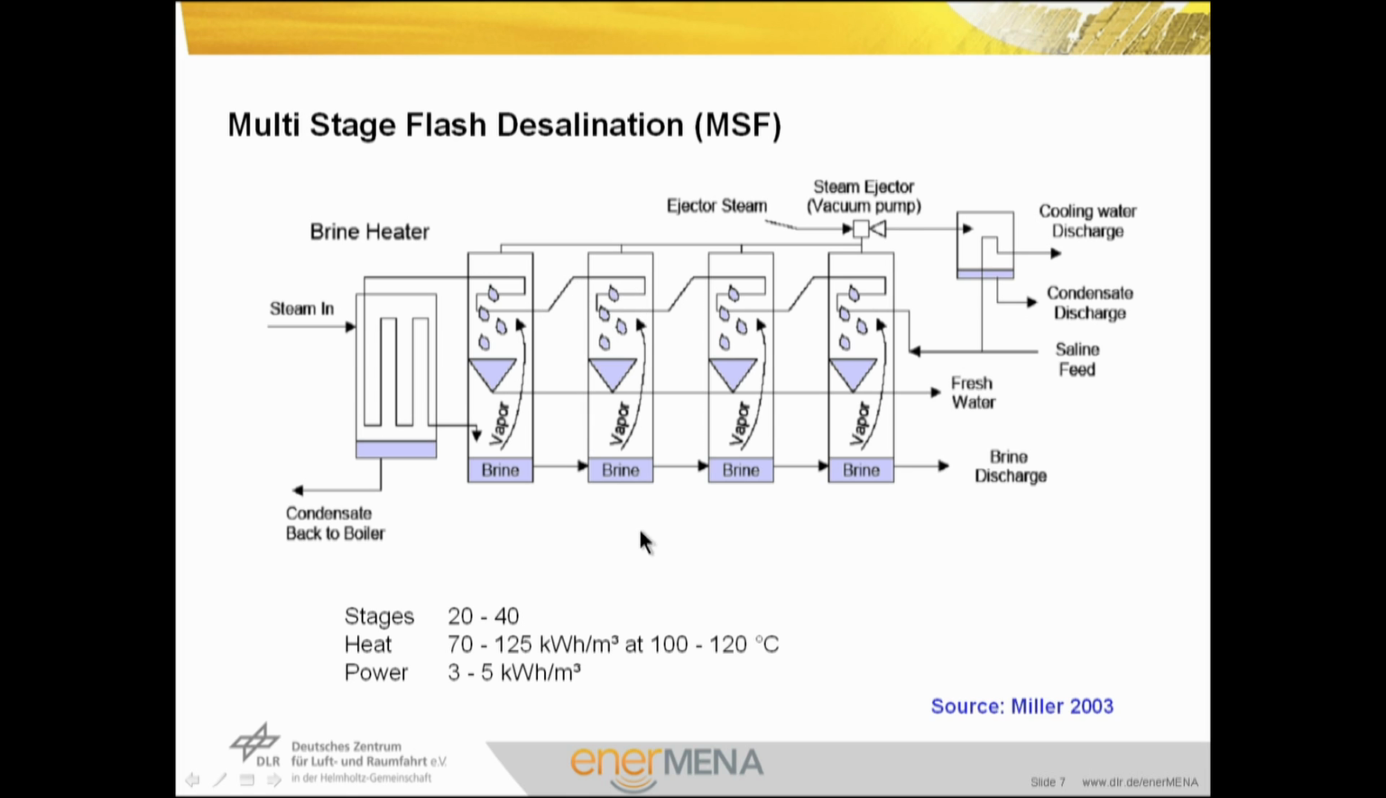So this is a very simple concept, very robust technology. Stages can be between 20 to 40, so always the heat of evaporation is used again. There is a demand of low temperature heat between 70 and 125 kilowatt hours per cubic meter, and the steam used for that has a temperature between 100 and 120 degrees centigrade. The electricity used for this is between 3 and 5 kilowatt hours per cubic meter, so it is not much lower than the electricity demand of reverse osmosis, and in addition to that it requires heat. But it is a very robust desalination system.